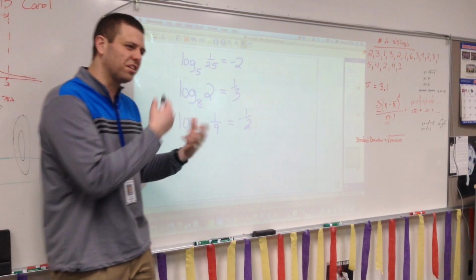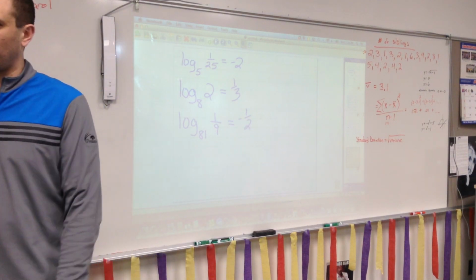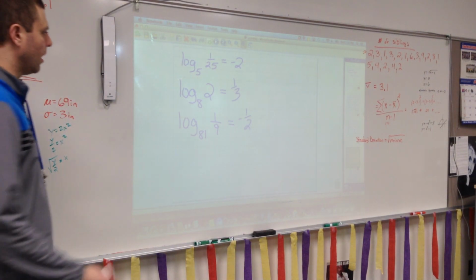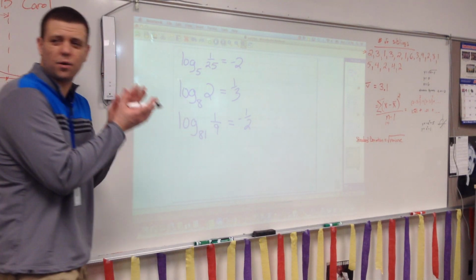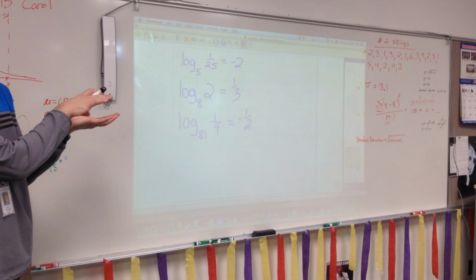Okay, and then you can kind of at least go through a little bit of process of elimination and come up with an answer of negative 1/2. So, evaluating logarithms, yes, no. What questions do you have?